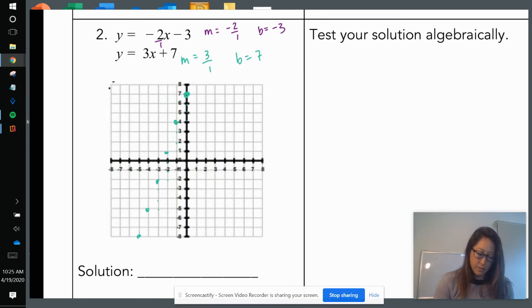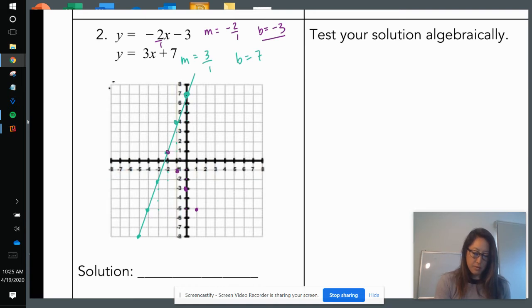Oh, that's very off. Okay, purple. Start with my b value. So I'm going to go down 3. And then, it's a negative slope, so down and to the right. So down 2 to the right 1. Or I can go up 2 to the left 1.